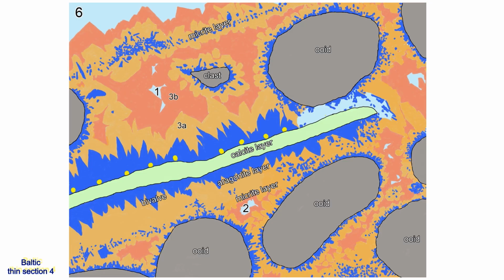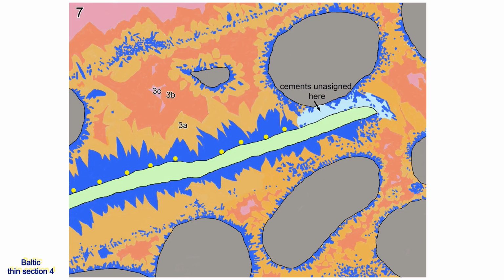The distribution of 3B is now added. Its growth rate varies between pores. The larger pore, labelled 1, has wider 3B crystals than in the smaller pore, labelled 2. Cement 3C completes the filling of thin section 4's pores.